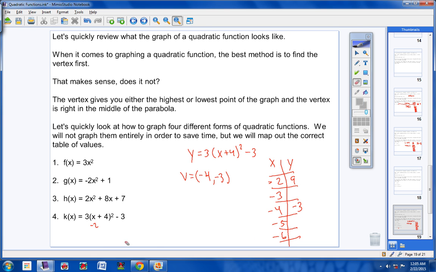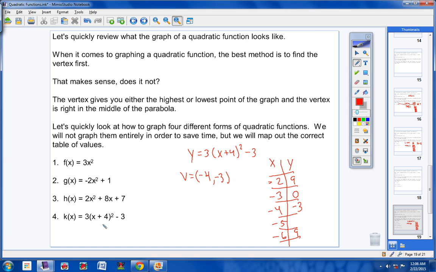Let's go ahead and put negative 6 in and see if we get 9 also. Negative 6 plus 4 is a negative 2. Negative 2 squared is 4. 4 times 3 is 12, 12 minus 3 is 9. So yes, we get the same answer. Alright, let's try a negative 3. Negative 3 plus 4 is 1. 1 squared is 1, times 3 is 3. Minus 3 is 0.